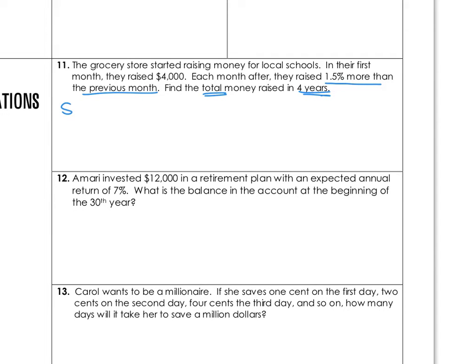4 years, and this is by months, so that would be what, 48? Yeah, 4 years is 48 months. So first term is 4,000. And then we have 1 minus R. Well, if they're raising 1.5% more than the previous month, 1.015 is your R. If it was depreciating and going smaller, we would say 1 minus whatever the percent was. And then this is, N is 48 over 1 minus 1.015.